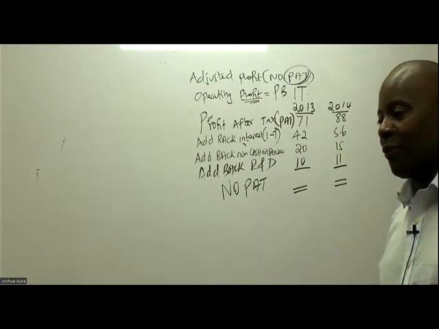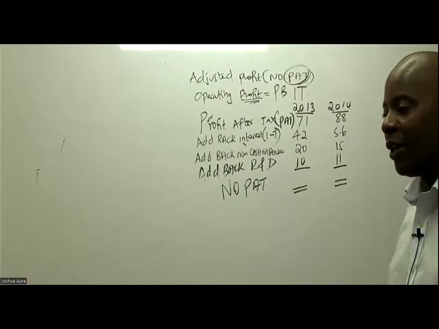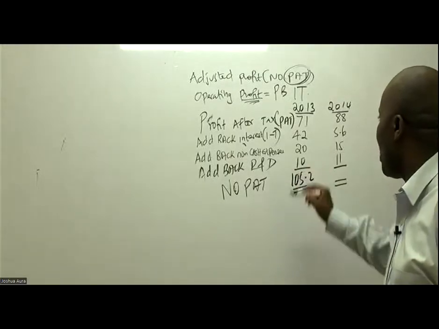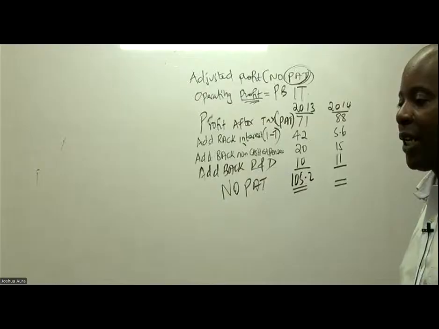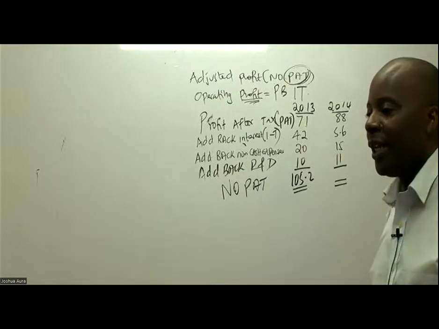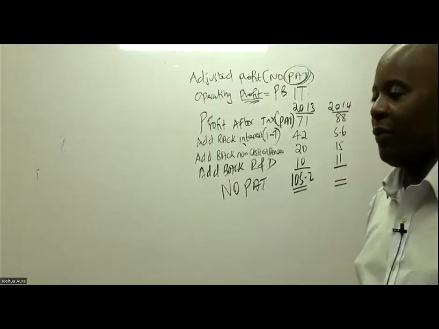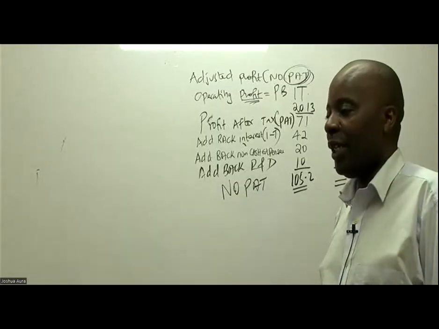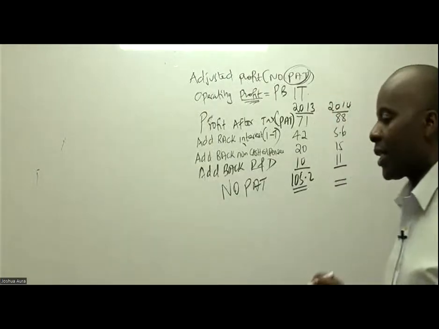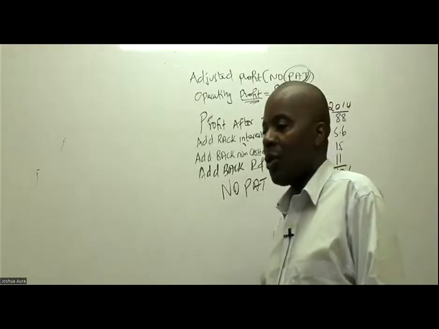Net operating profit after tax, what do we have? 105.2 in 2013. And then 2014, what do we have there, ladies and gentlemen? They're telling me 119.6. Thank you so much, ladies and gentlemen.